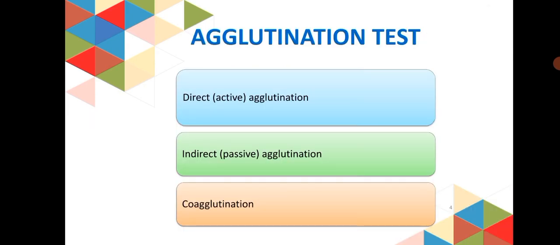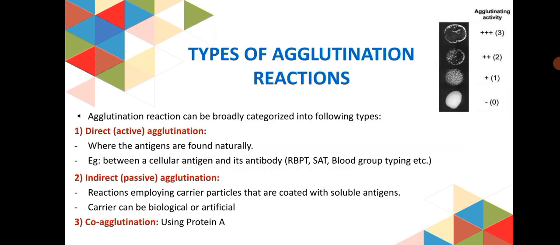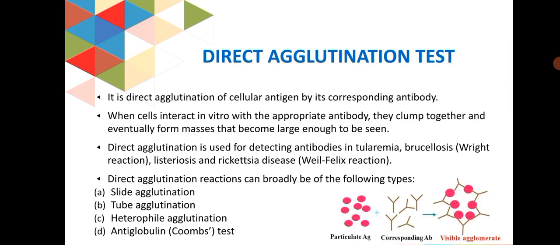Agglutination tests can be broadly classified into direct agglutination, also known as active agglutination, indirect or passive agglutination, and co-agglutination. Direct agglutination, where the antigens are found naturally, for example between a cellular antigen and its antibody. Indirect or passive agglutination, the reactions employ carrier particles that are coated with soluble antigens. Carriers can be biological or artificial. Number 3 is co-agglutination, which uses protein A.